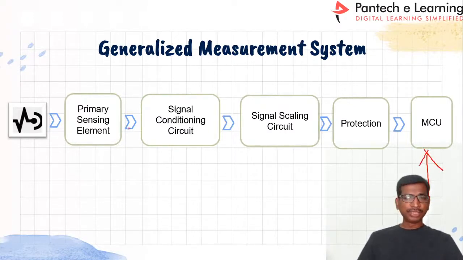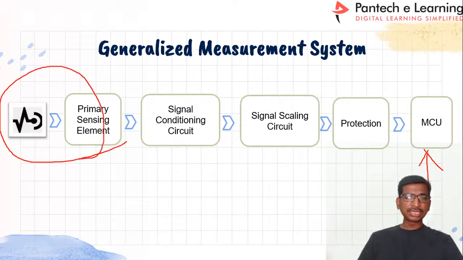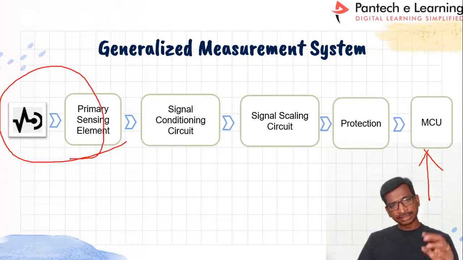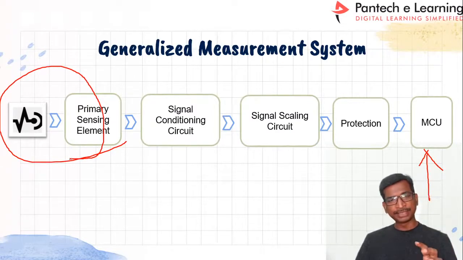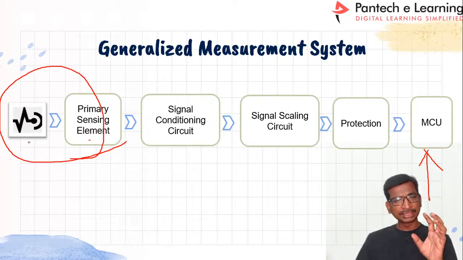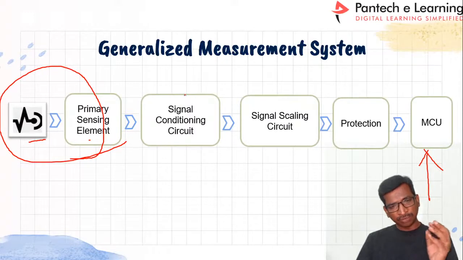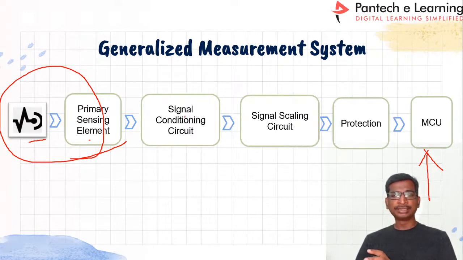Okay, so here, these two parts. This is the plant area where we are going to sense the actual parameter. After placing the proper element to sense the actual plant parameter, we have to feed the value to the signal conditioning circuit.